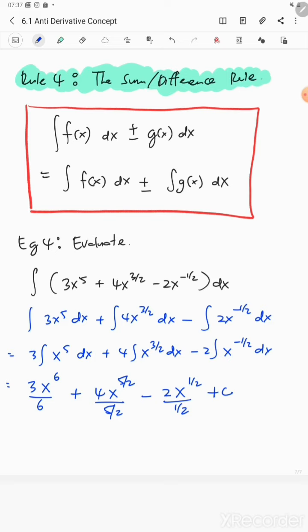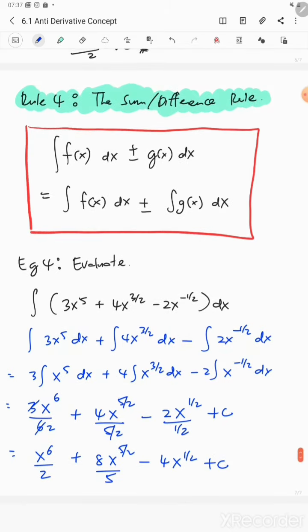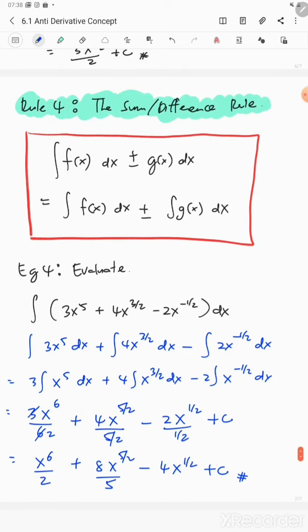We combine all of this, and then to simplify, the final answer is: 3 we can simplify with 6, we get 2, x power of 6 divided by 2 plus, applying the formula that we learned just now, 4 multiplied with 2, so we get here 8 x power of 5 over 2 divided by 5, minus 2 multiplied with 2, we get 4 x power of 1 over 2 plus c. So this is the answer for the example for rule number 4. I hope you understand, where we integrate one by one. No need to write c many times, we can just put c at the end of the answer.